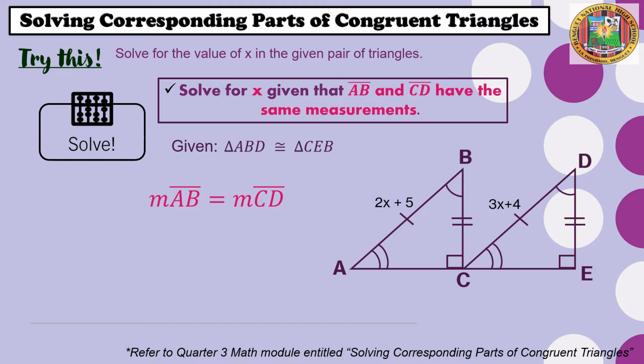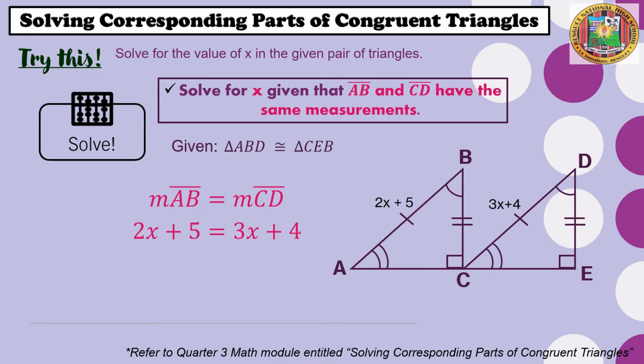Next, we substitute the measures of sides AB and CD according to what is given in the figure. Side AB measures 2x plus 5, which is equal to the measure of CD, which is 3x plus 4.